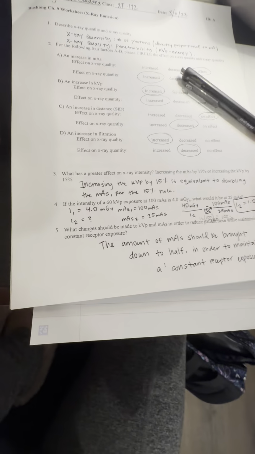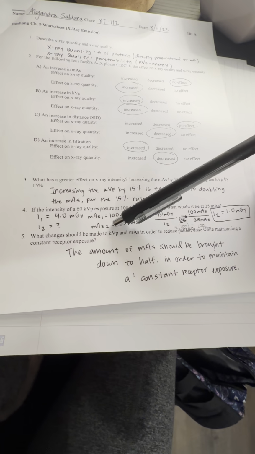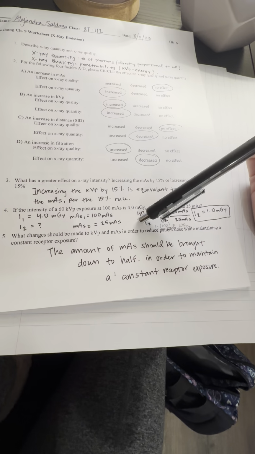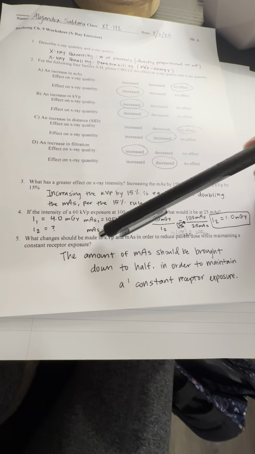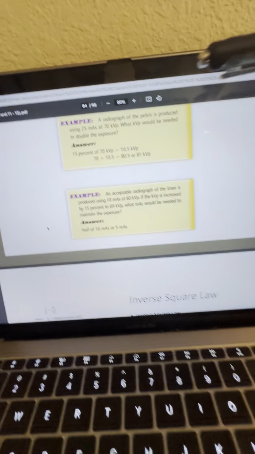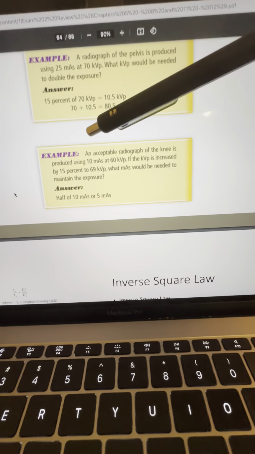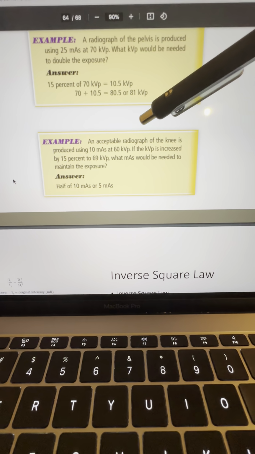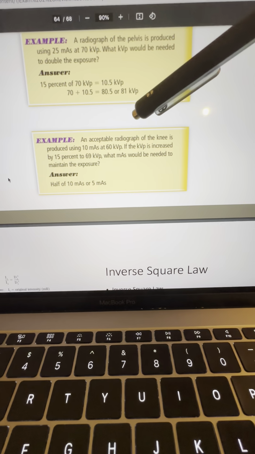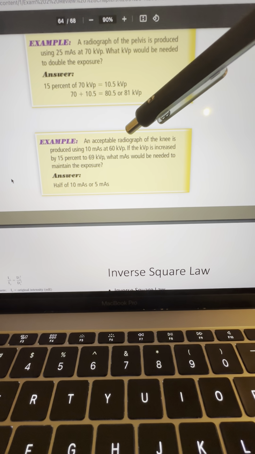Okay, so number 5 says, what changes should be made to the kVp and mAs in order to reduce patient dose while maintaining constant receptor exposure? This is the answer, but it comes from the PowerPoint that Charlene went over. This example question, she said, an acceptable radiograph of the knee is produced using 10 mAs at 60 kVp.